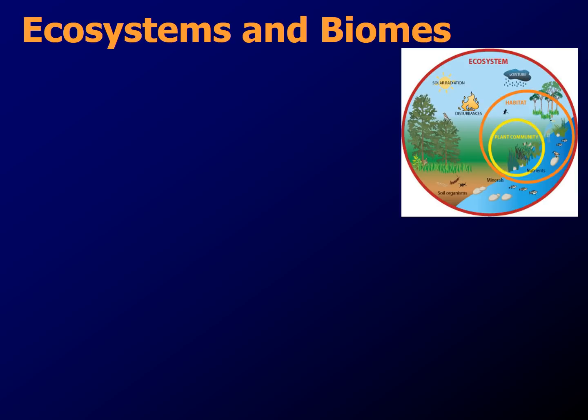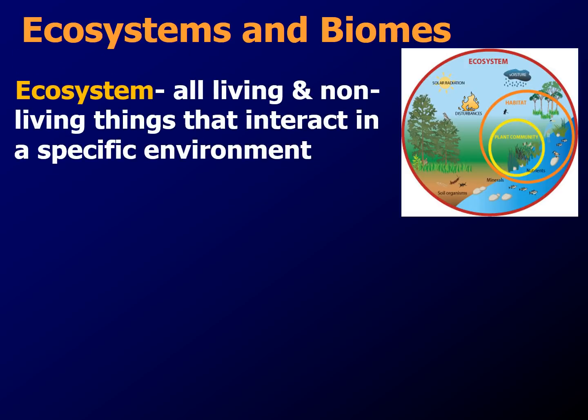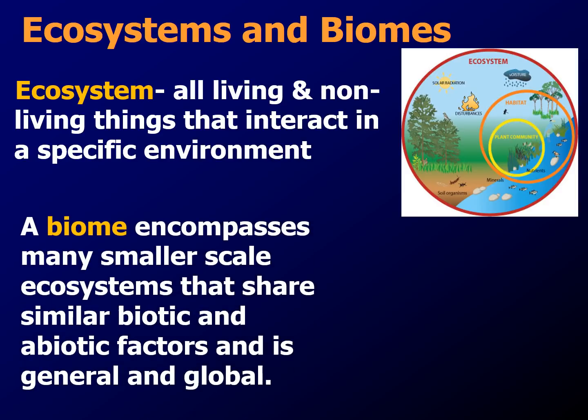Ecosystems and biomes are easily confused because they're so closely related and both are part of the larger biosphere. Ecosystems are all the living and non-living things that interact in a specific geographic location. Biomes, on the other hand, are larger areas on Earth, not necessarily geographically connected, but they share the same or similar living and non-living factors. You may find several ecosystems in a biome.